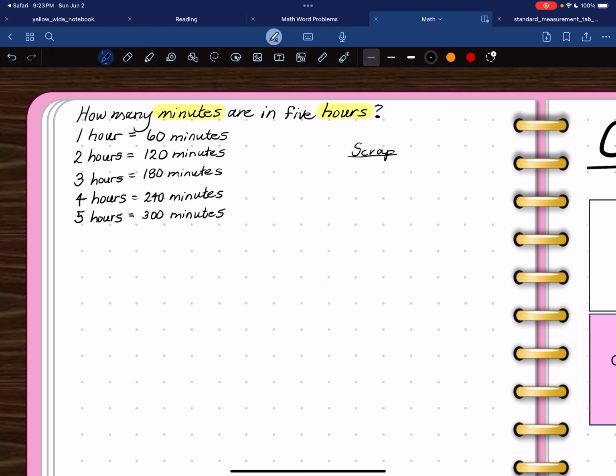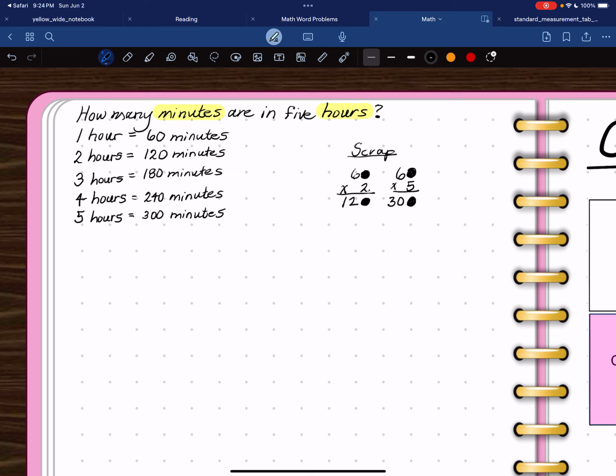So 1 hour is 60 minutes, 60 times 2 for 2 hours. And I would teach them the mental strategy of bring down the 0 right here. And 2 times 6 is 12. If you had 60 times 5, bring down the 0. I had mine to color it in so they could keep up with it. And then 5 times 6 is 30.